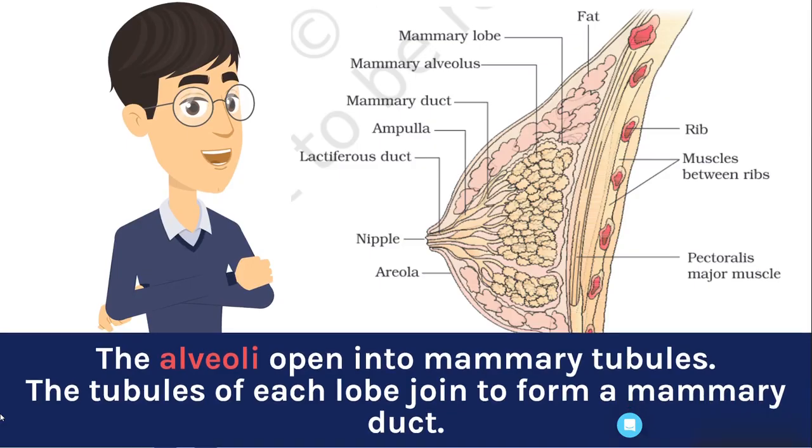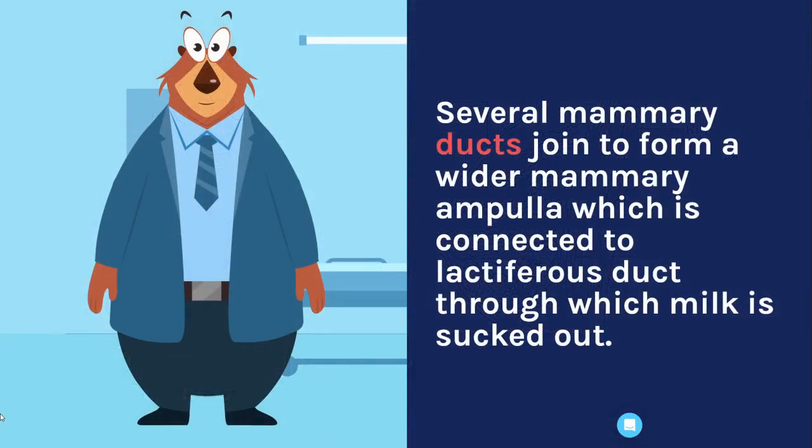The alveoli open into mammary tubules. The tubules of each lobe join to form a mammary duct. Several mammary ducts join to form a wider mammary ampulla which is connected to the lactiferous duct through which milk is sucked out.